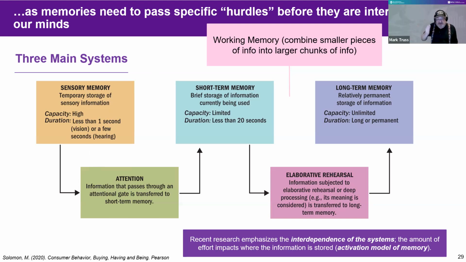Then there is attention. Information that passes through an attentional gate is transferred to short-term memory. This is brief storage of information currently being used. So this is, I'm using this pencil and I have to see how much eraser is there, right? So it's limited, it's short-term, but I'm using that information actively. Information subjected to elaborative rehearsal or deep processing, meaning we think about its meaning, is then transferred to long-term memory. So I feel this pencil in my hand is sensory. Short-term is I have to do something with it. And then long-term memory is the meaning of this is that I can take notes and remember things.